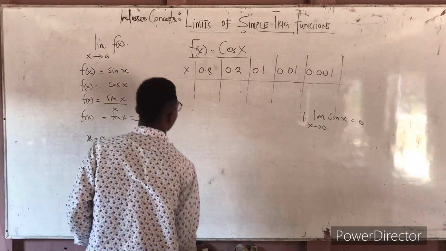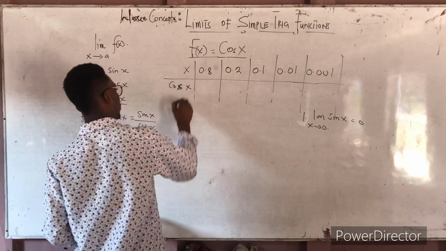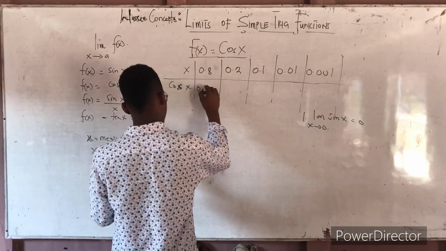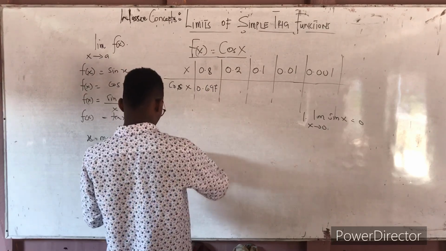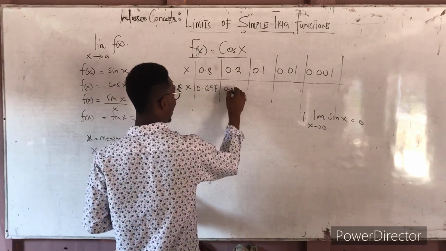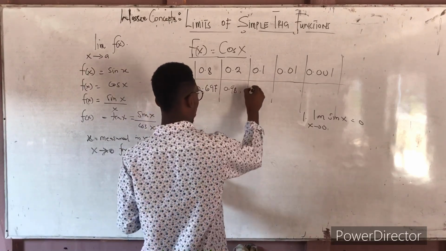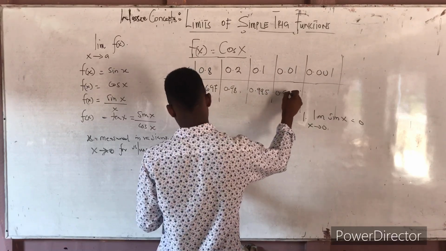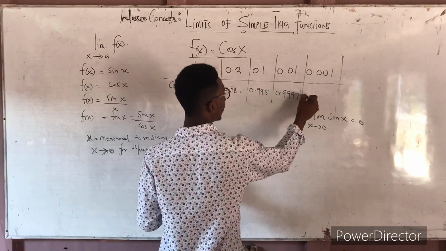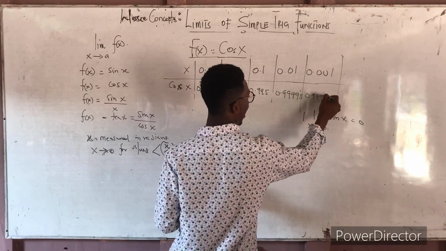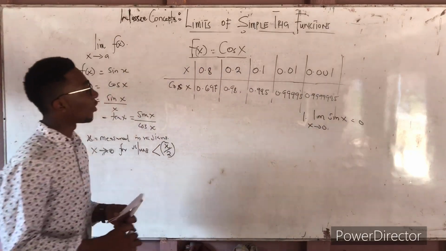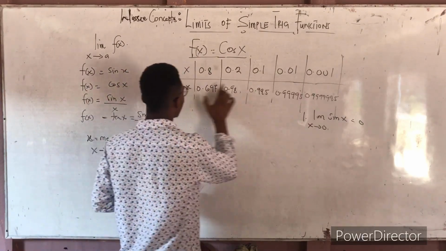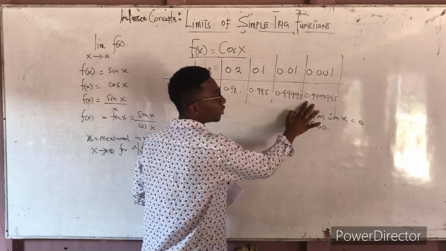If it is cos x, for 0.8 we'll be getting 0.697. For 0.2, we'll be getting 0.98. For 0.1, we'll be getting 0.995, then 0.999995, then 0.9999995. So for cos x, what can we see? You realize that as x is approaching 0, cos x is increasing, approaching 1.